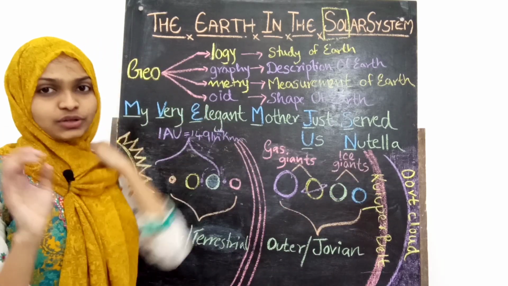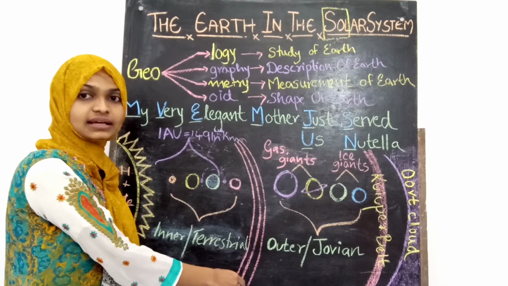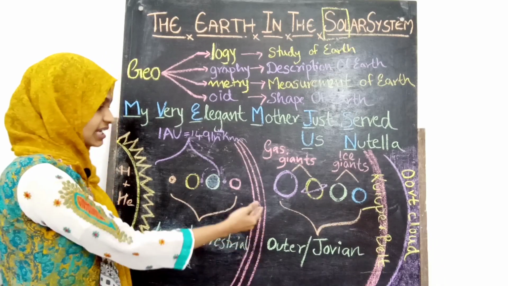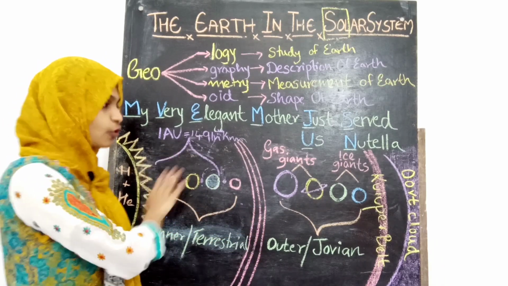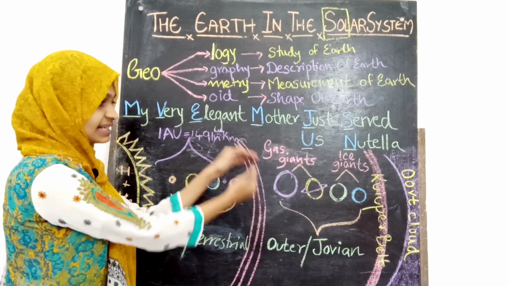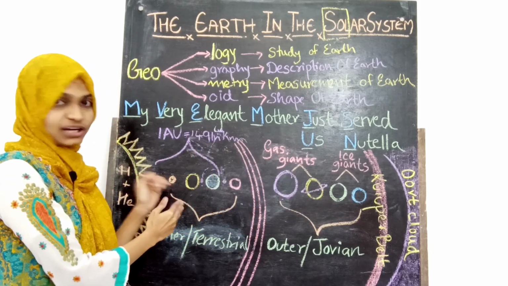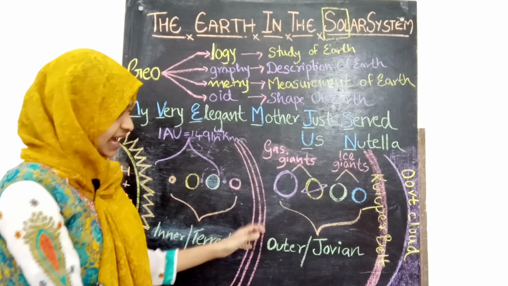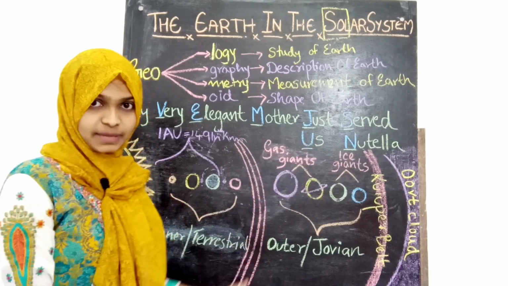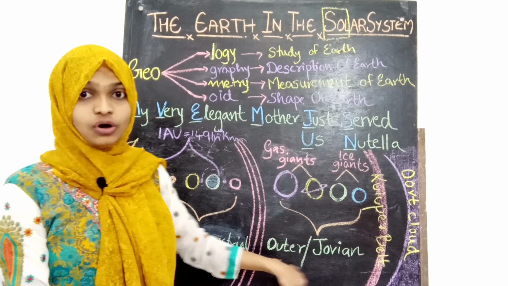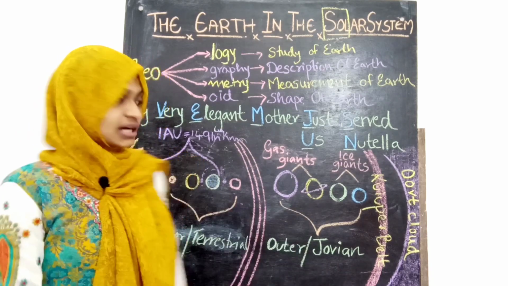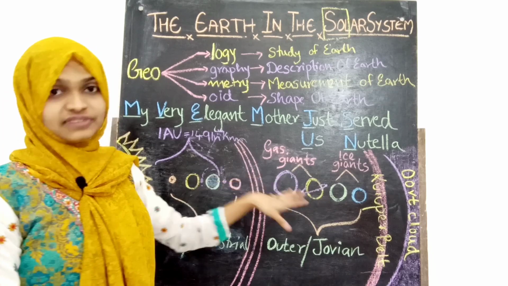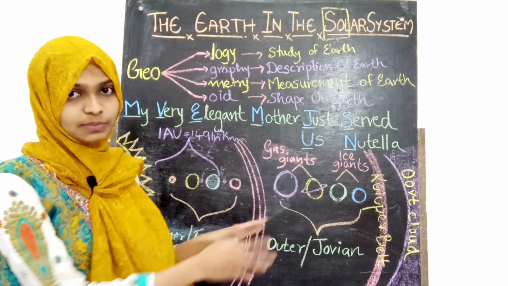Now, another thing to be noted is that the asteroid belt equally divides the planets, four on each side. So, the planets inside the asteroid belt are known as inner planets or terrestrial planets, and the planets outside the asteroid belt are known as outer planets or Jovian planets. Now, let us look at the differences between the inner planets and the outer planets.